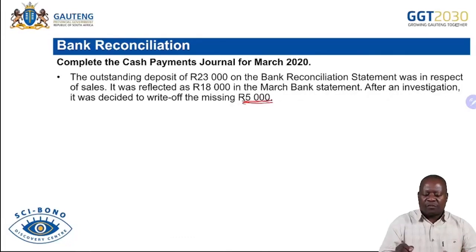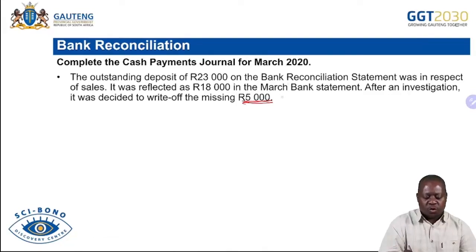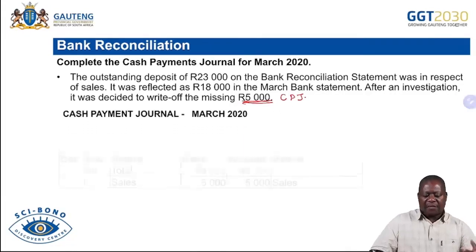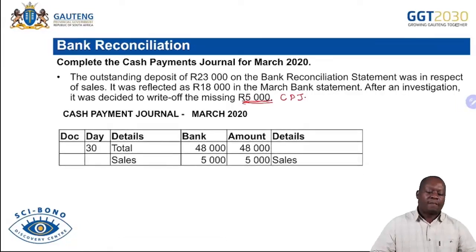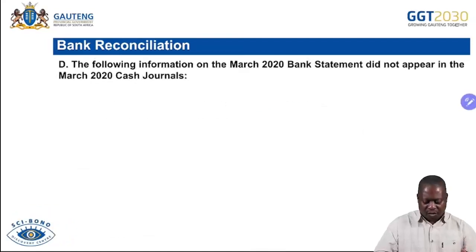Where do we write it off? Remember, it was received. So if we don't know where it is, we are going to reverse it by recording in the opposite journal. And that's the reason why we said it should go to the CPJ. So it is going to appear in the CPJ, and this is how it is going to appear. Remember, what was this money for? Sales. And then the detail is also sales. Who is giving us this money? Sales. And then it's for sales.